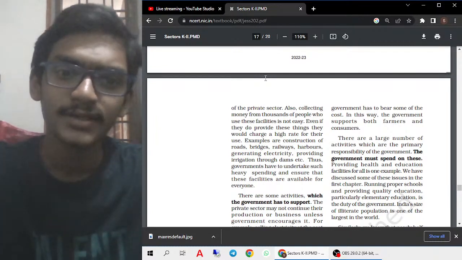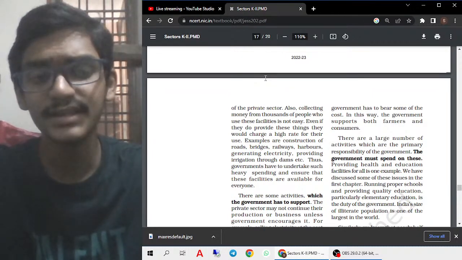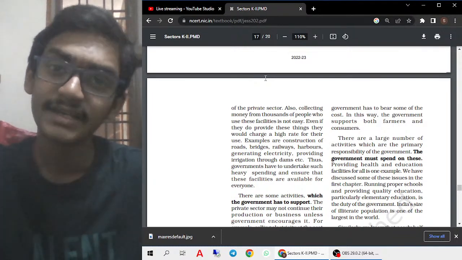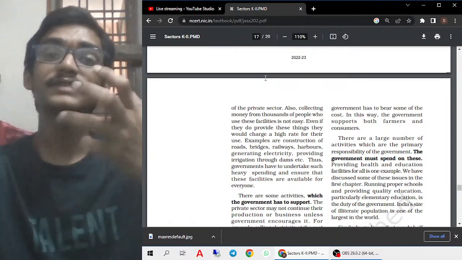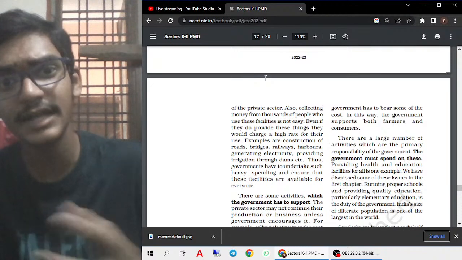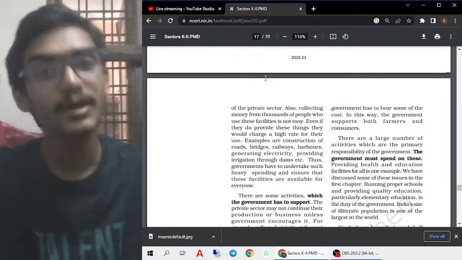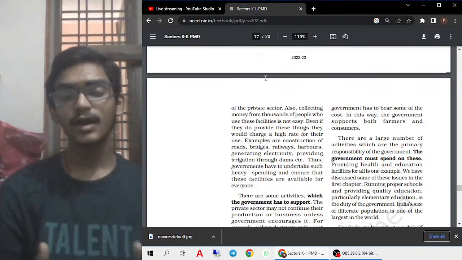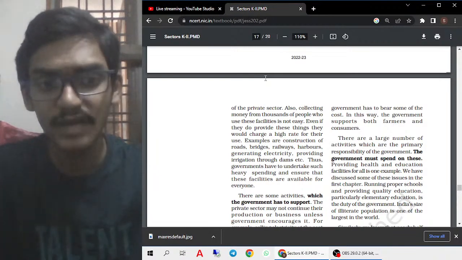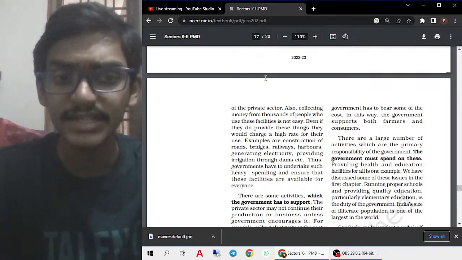Private sectors do not have that kind of funds. Of course, they have funds, but what happens is that in the private sector, they try to invest more money in those kinds of businesses. When they invest more money, they also try their best to get more profits. So they'll charge very high rates. That is the main thing we see. Even if they provide these things, they will charge high rates.